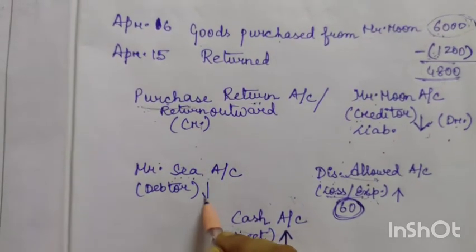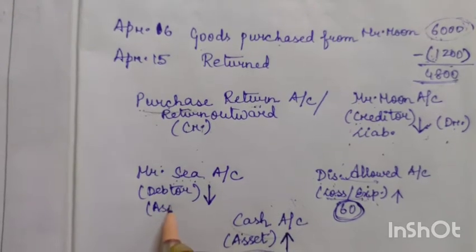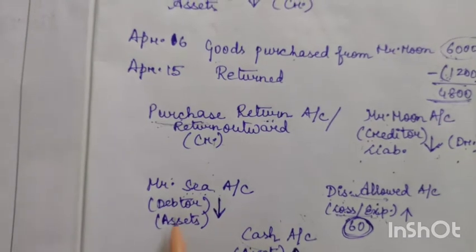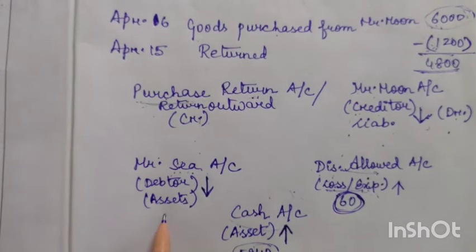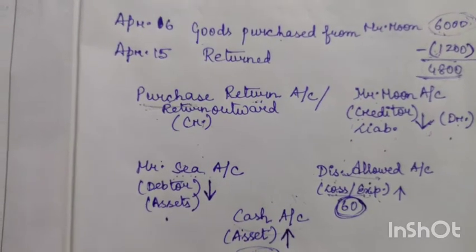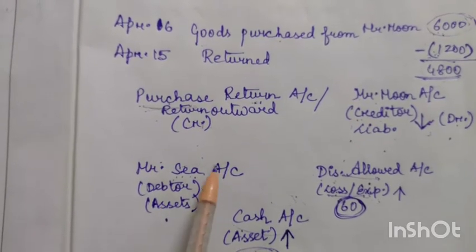So obviously his balance will go down, and debtor comes under the category of asset. Clear? Earlier we were supposed to receive the money from him, since earlier he had not paid the money, but now he has paid the money, then obviously we will minus the balance from his account. So minus means what? Decrease.